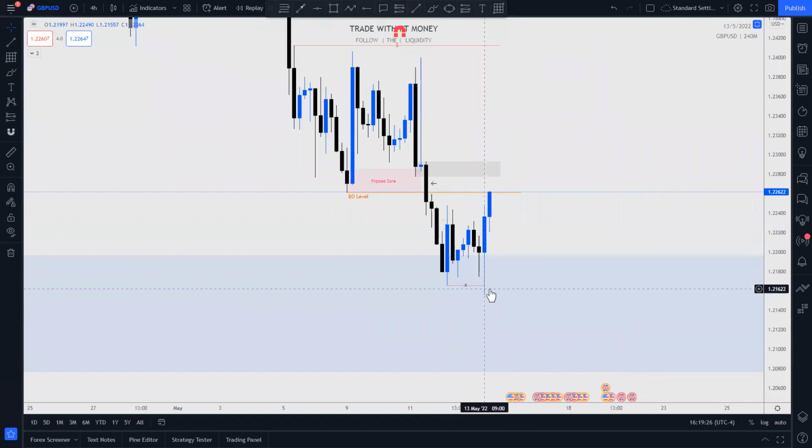Now I want you to notice this bullish engulfer right here, very strong. Why? Because it totally engulfed the top and bottom of the range of the previous candle.